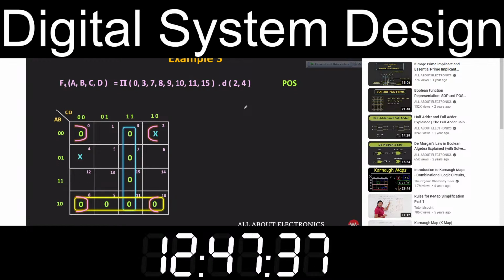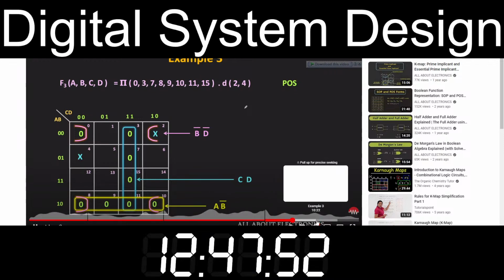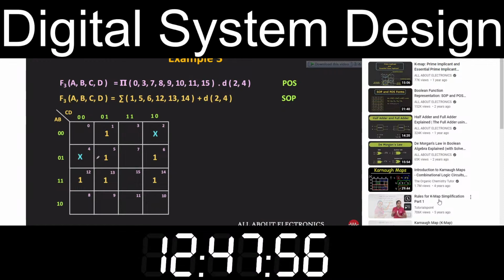So this group in the blue color corresponds to C dot D, while this group in the pink color corresponds to B bar dot D bar. And likewise, this last group corresponds to A dot B bar. So here, since all the groups are the groups of zeros, we can make the group of.